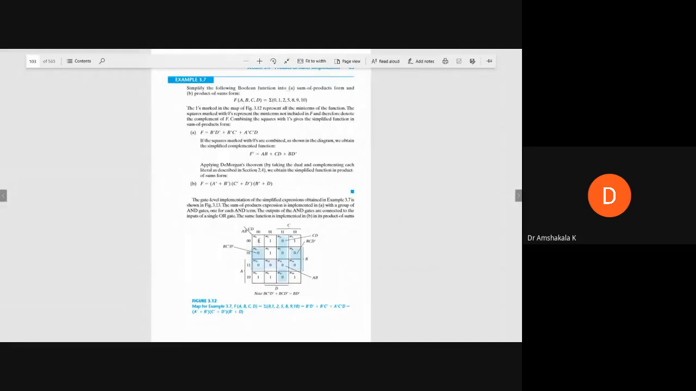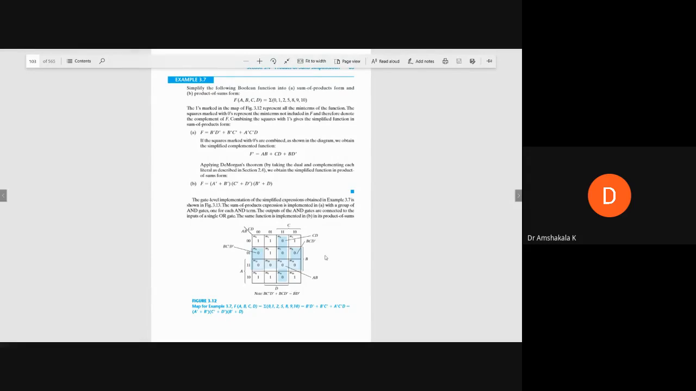For minterm 0, it's 1. Again, for minterm 1, it's 1. M2 is here, the top right corner. Then again, 5 is 1. Then 8 is 1. 9 is 1. And 10 is 1. And all other cells will take 0. Okay.